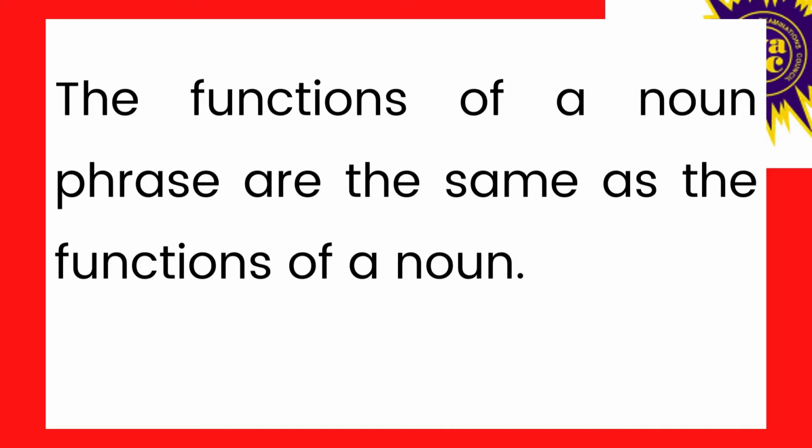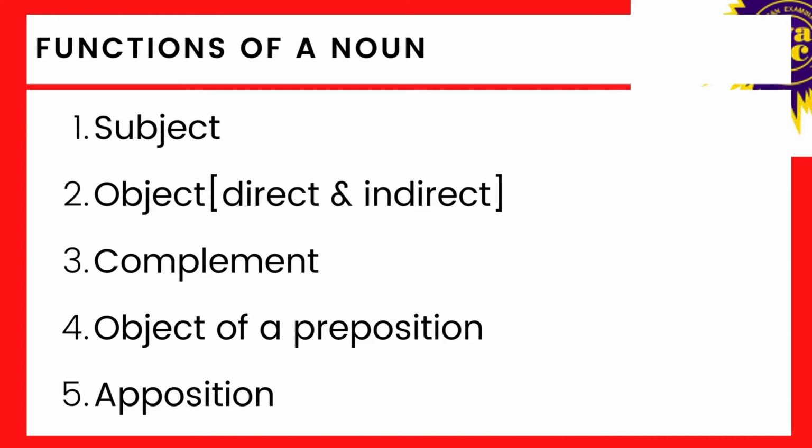As we may recall, the functions of nouns in sentences, as taught in our junior high school days, are subject, object which can be direct or indirect, complement, object of a preposition, and then apposition. These are the same as the functions of phrases. Clearly, noun phrases function in the same way as nouns. We are going to take a look at each of the functions and see some examples that will help us to understand them better.